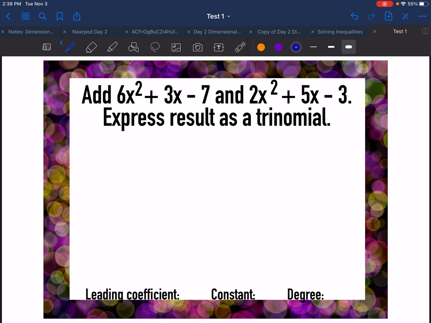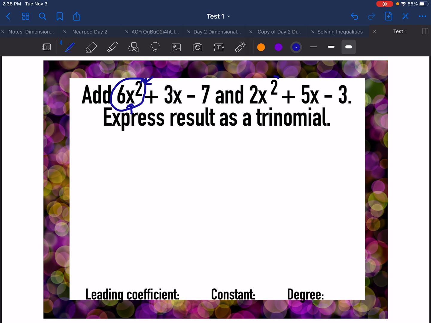So the first question is adding two trinomials. We want to express our result as a trinomial. Then we're going to point out some things like the leading coefficient, constant, and degree at the end. All right, so the first thing we want to do is find our like terms. So like terms have the same variable, which is x, and the same exponent, something like 2.